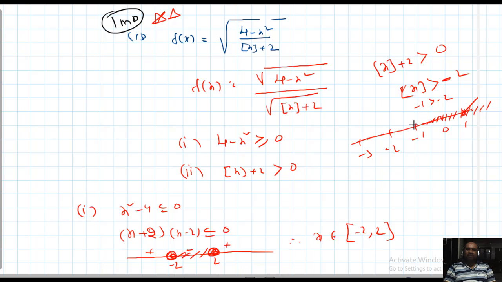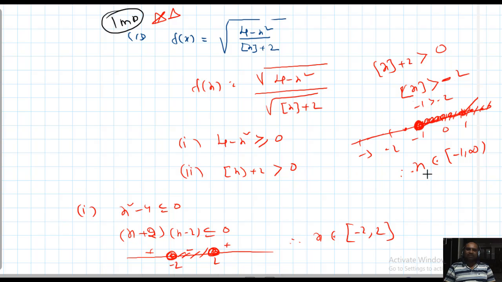Take minus 1. Minus 1 also satisfies. Take minus 1.something; the step is minus 2, which is not greater than minus 2, so it won't satisfy. What is the meaning of that? Minus 1 satisfies and all values greater than minus 1 will satisfy. Therefore x belongs to closed minus 1 to infinity.